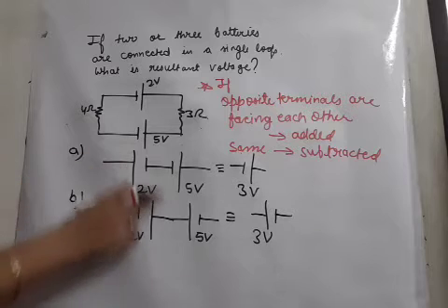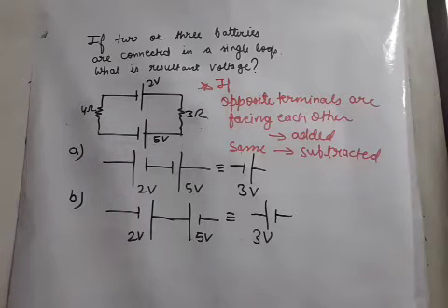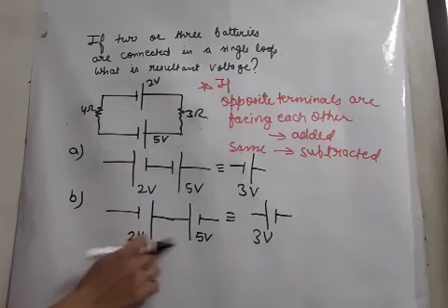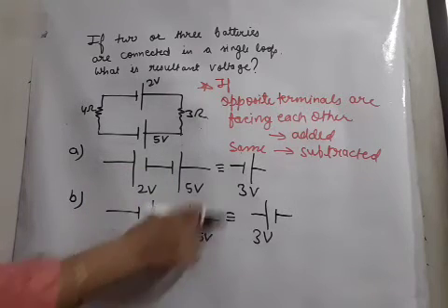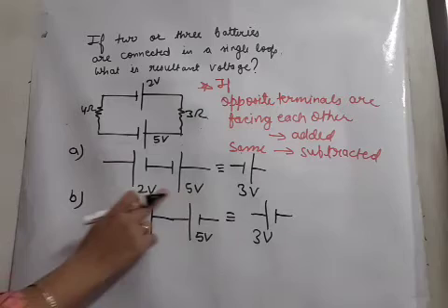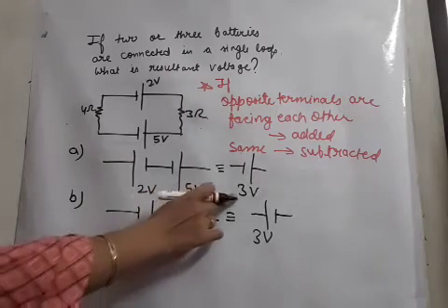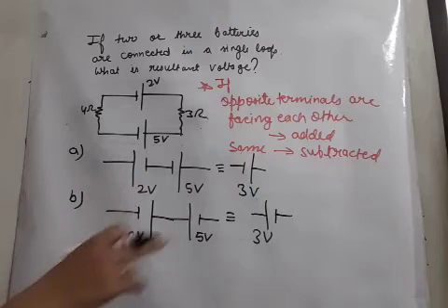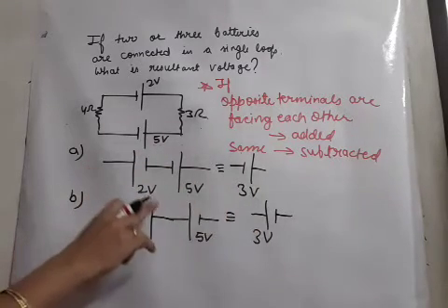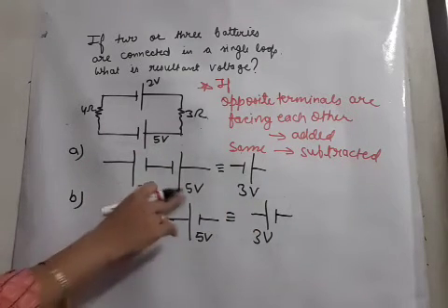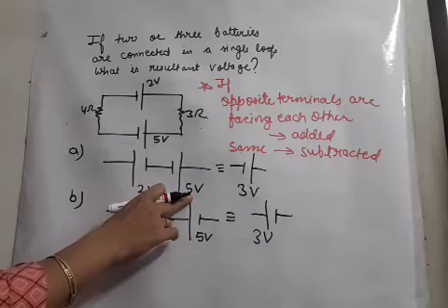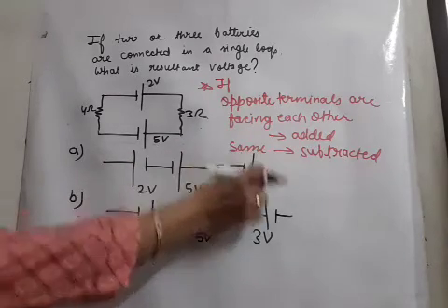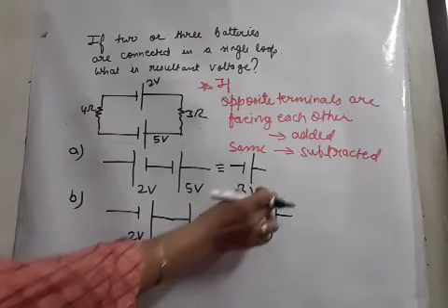So you compare the difference between the two cases. In both the cases, since same terminals were facing, they are subtracted. So subtraction of 2 and 5 is 3, in both. And the resultant battery terminals are always according to the bigger battery. Out of 2 and 5, the bigger battery is 5 volt. So resultant terminals are same as the 5 volt battery. Here also same as the 5 volt battery.